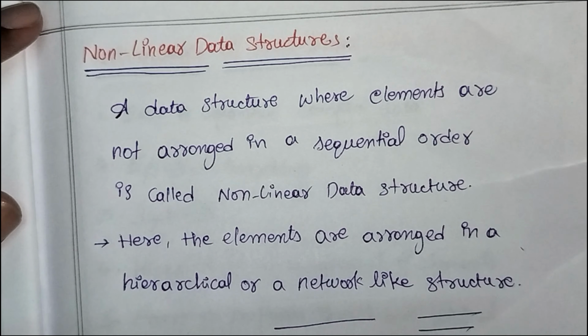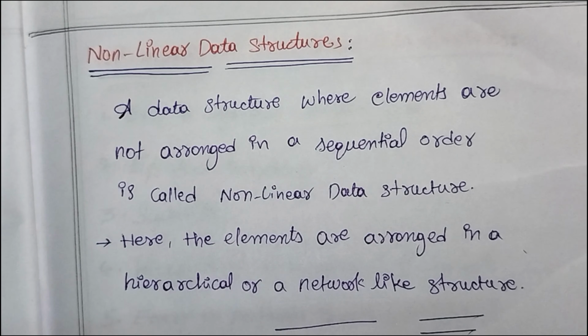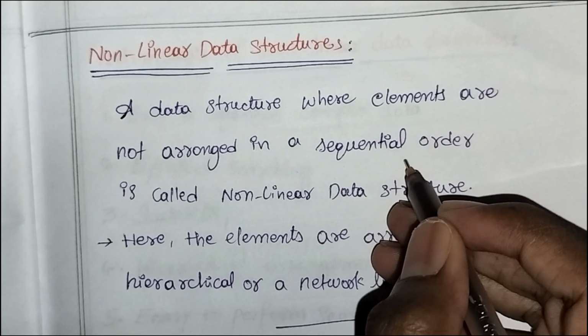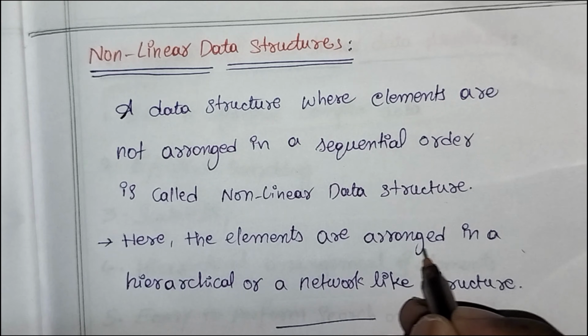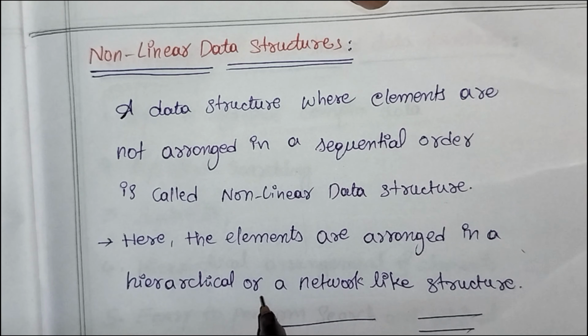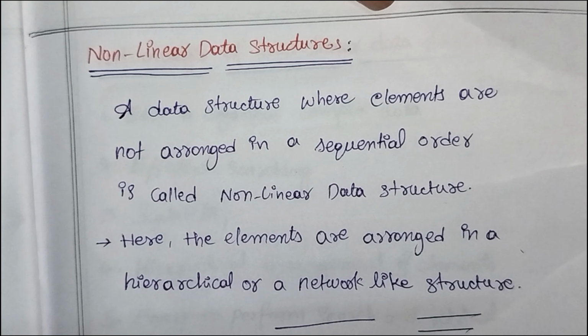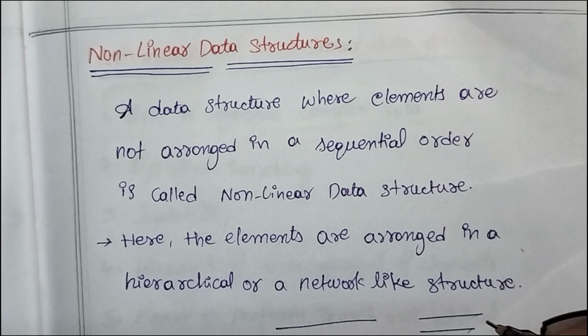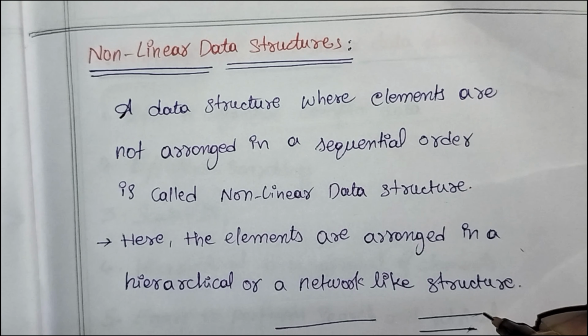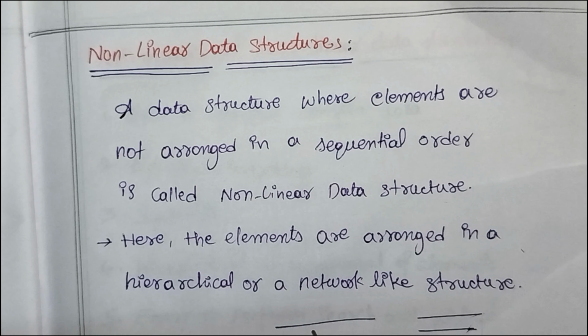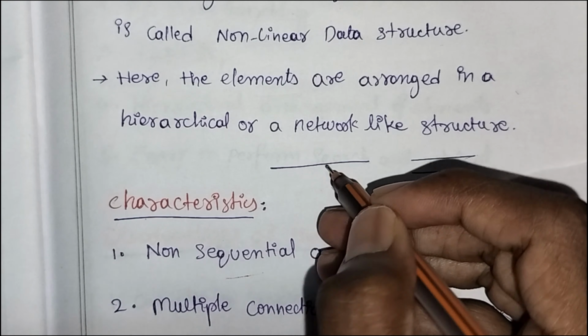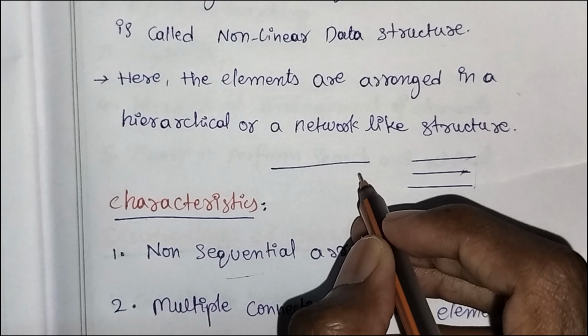Coming to non-linear data structures, a data structure where elements are not arranged in a sequential order is called a non-linear data structure. Here the elements are arranged in a hierarchical or network-like structure. If you look at this, the elements are arranged in a multi-level structure. But in a linear data structure, only a single level is used to store the elements.